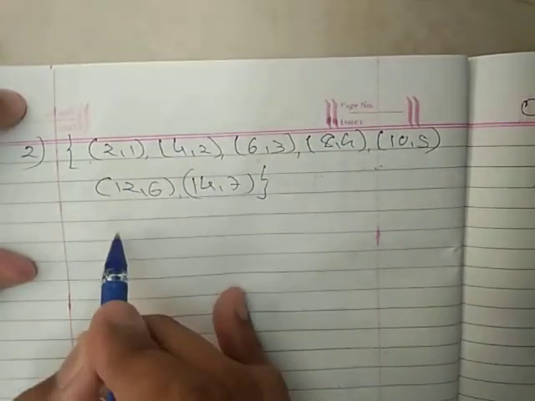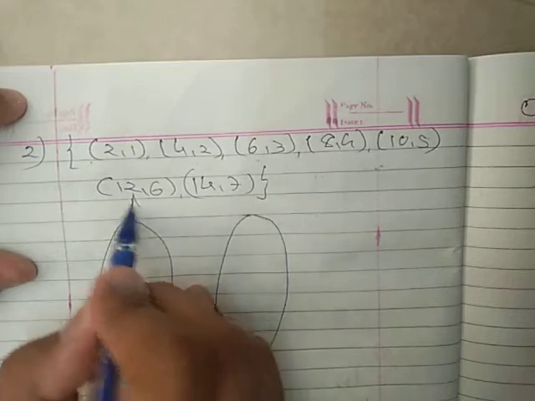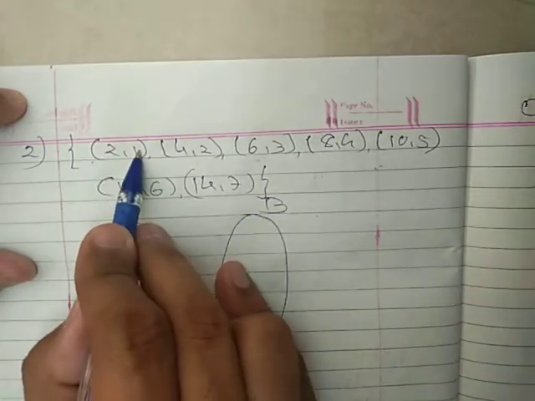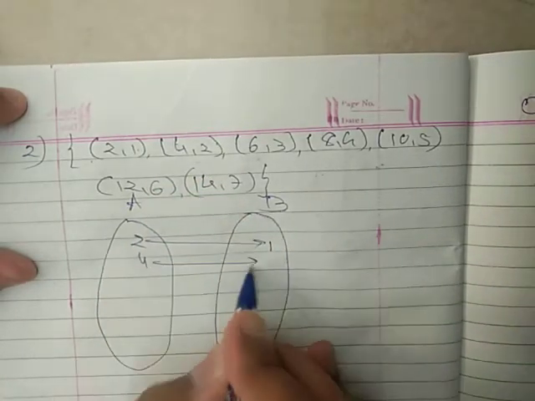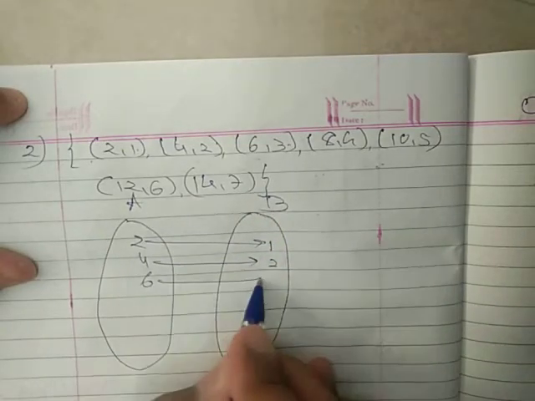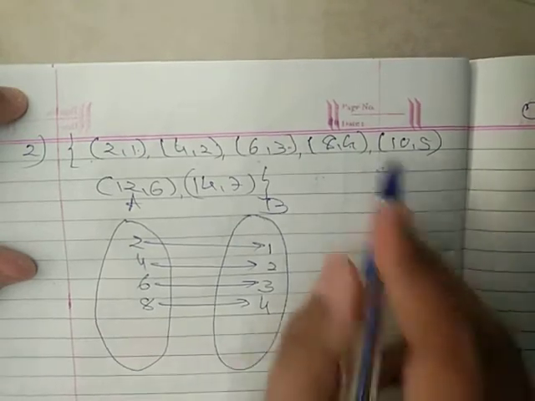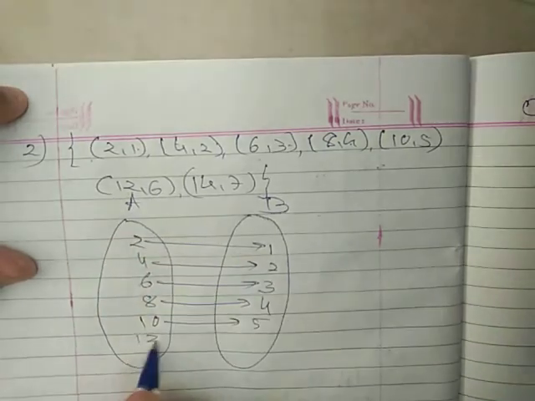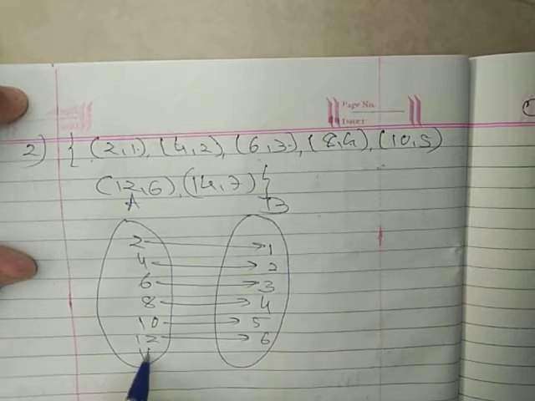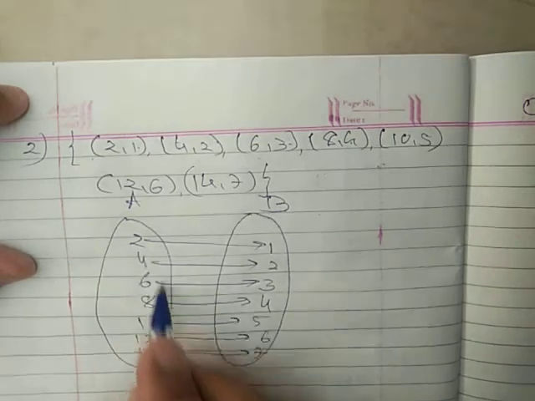Okay. Now the next sum. Draw a Venn diagram, A to B. The first member comes from A, the second member comes from B. 2 to 1, 4 to 2, 6 to 3, 8 to 4, 10 to 5, 12 to 6, and 14 to 7.